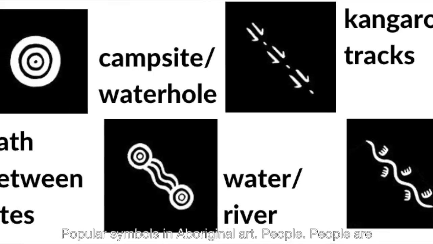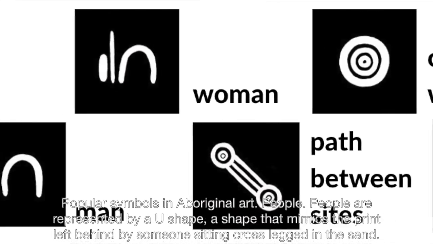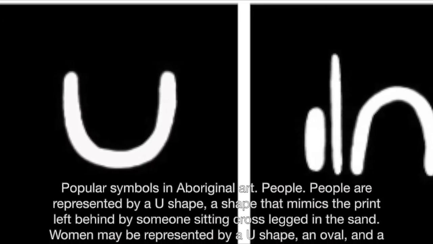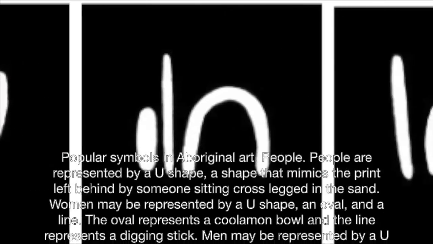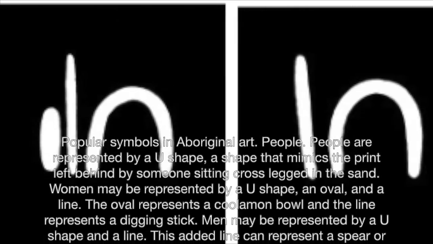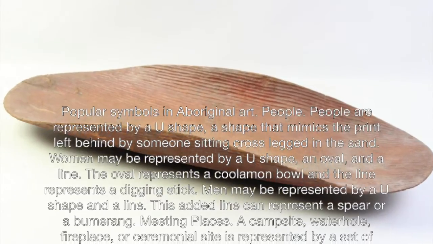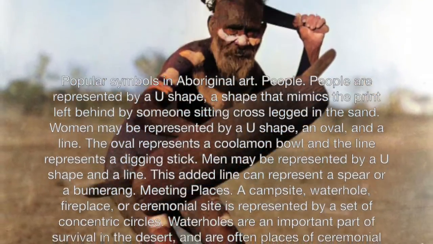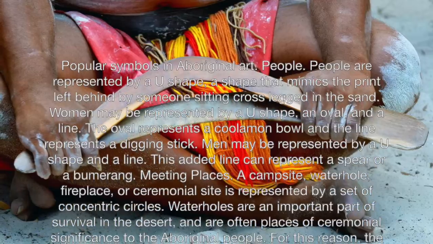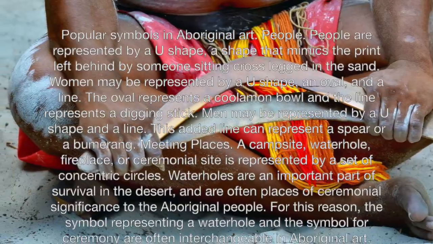Popular symbols in Aboriginal art. People. People are represented by a U-shape, a shape that mimics the print left behind by someone sitting cross-legged in the sand. Women may be represented by a U-shape, an oval, and a line. The oval represents a coolamon bowl, and the line represents a digging stick. Men may be represented by a U-shape and a line. This added line can represent a spear or a boomerang.